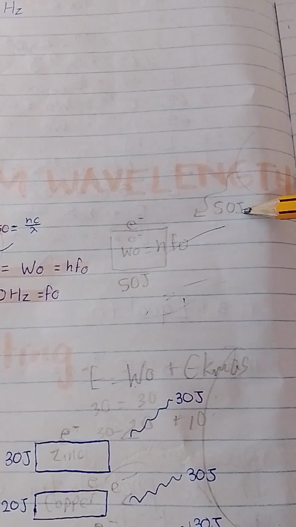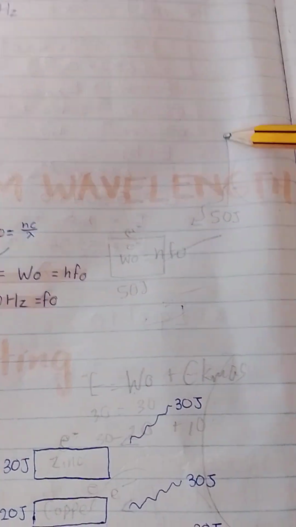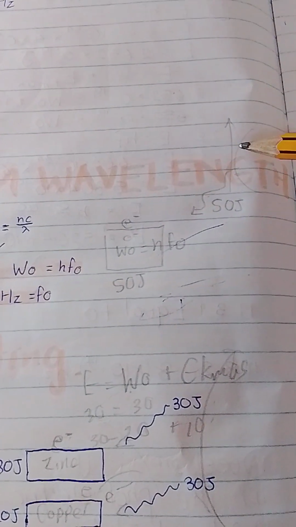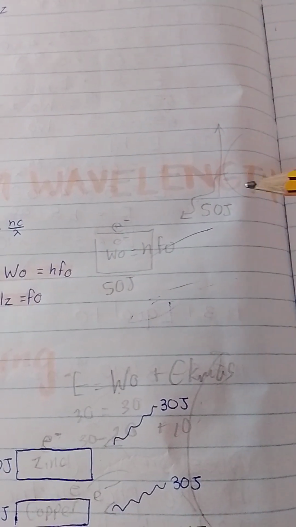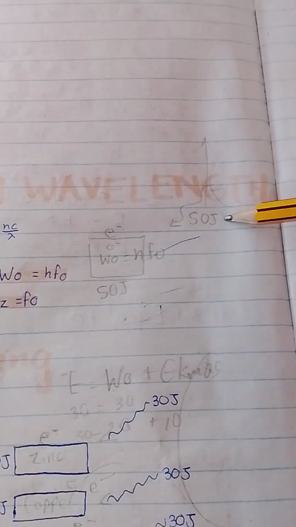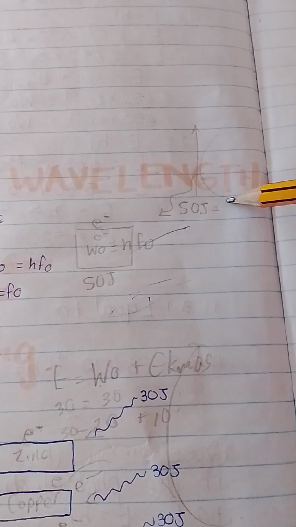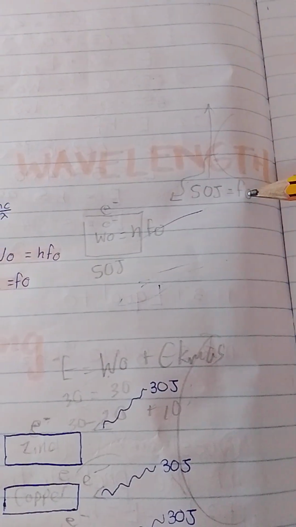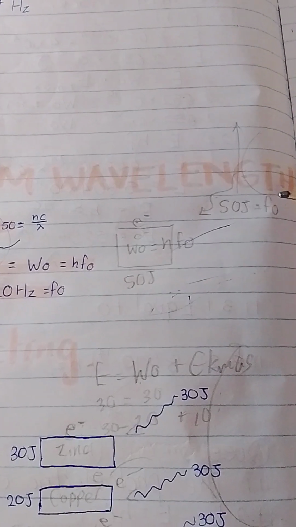It can't be 49 joules, can't be 48 joules, must be 50 and above in order for there to be a photoelectric effect. This is going to come with a certain frequency. That is the threshold frequency, okay?